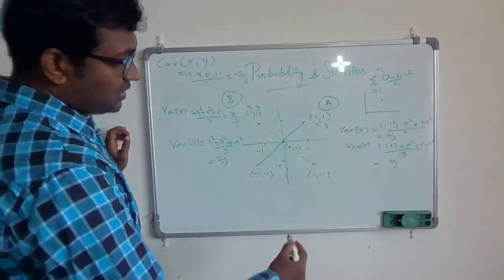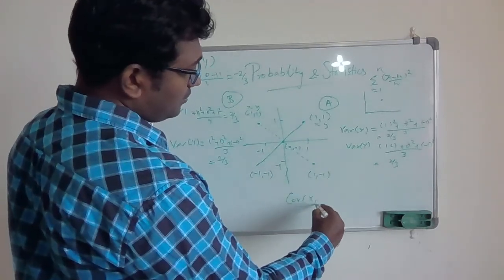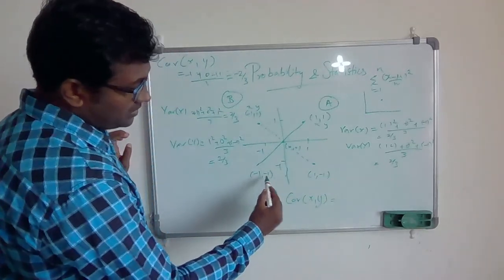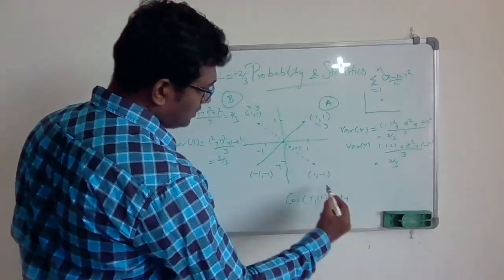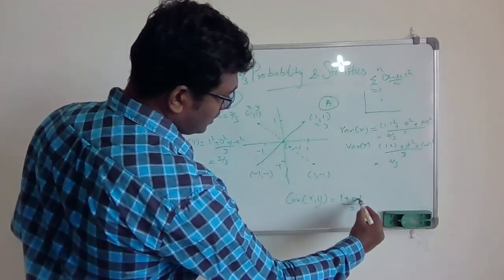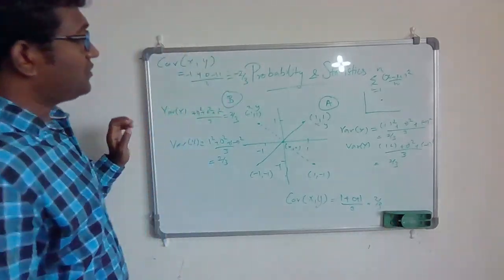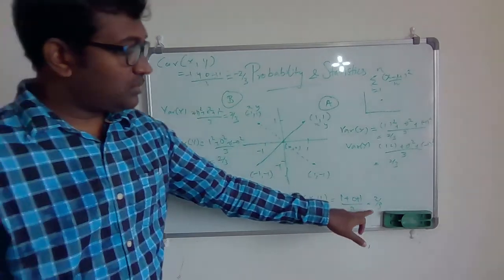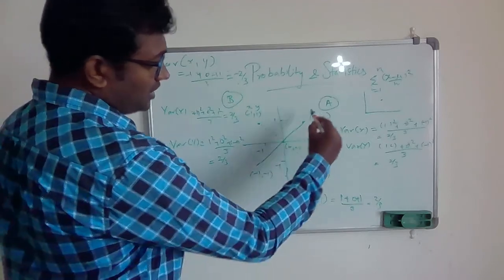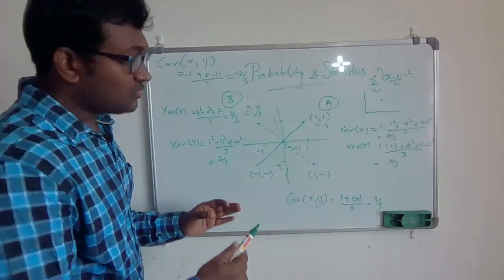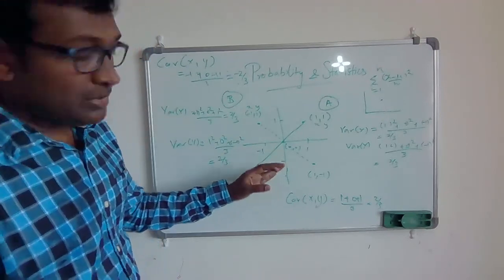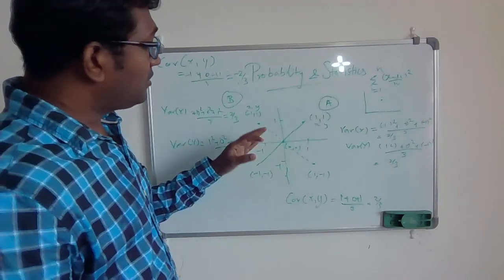Similarly, we'll find the covariance of x and y for this other pair of lines. If you multiply the coordinates, minus 1 into minus 1 becomes 1, it becomes 0, and this becomes 1. The total number of points is 3, so it becomes 2 by 3. So this is minus 2 by 3 and this is plus 2 by 3. We were able to distinguish between these two using covariance. We were not able to distinguish using mean or variance, but we were able to distinguish using covariance.